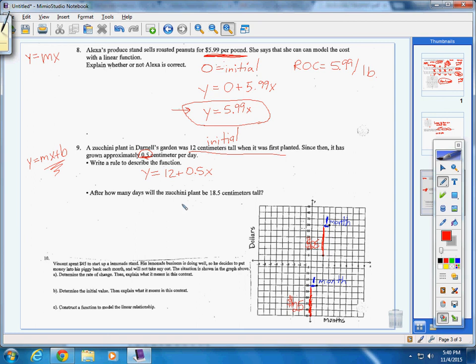However, if you want to be fancy, after blank days will the zucchini be 18.5 centimeters tall? Well, x represents days, and y represents the total height of his zucchini plant. So if you know the zucchini plant is going to be 18.5 centimeters tall, you can plug that in place of y here, and you can put down the rest of the equation that we already had. And then you can just solve this linear equation for x, and it will tell you how many days it's going to take. So the first step will be subtract 12 from both sides.